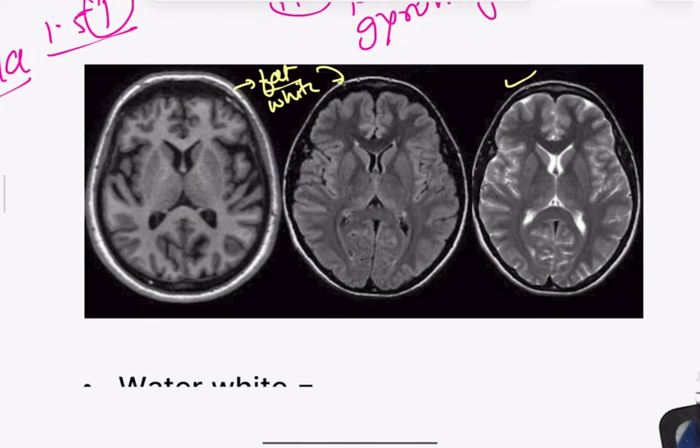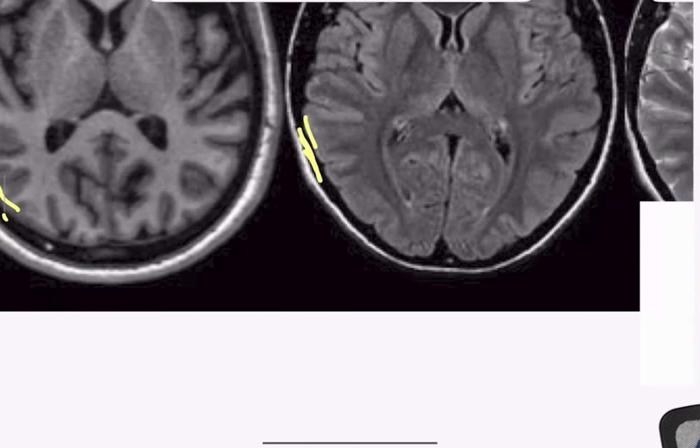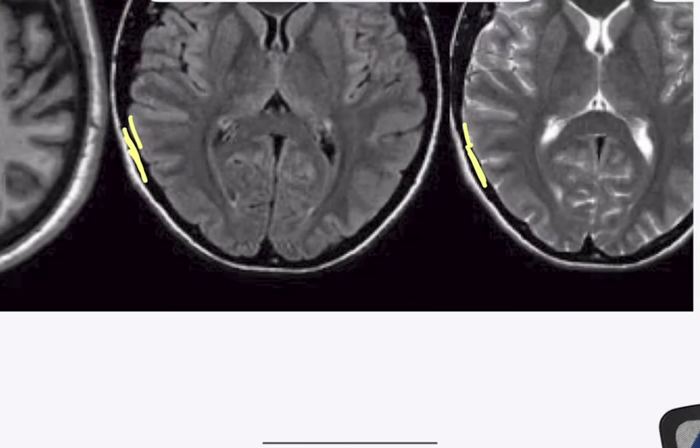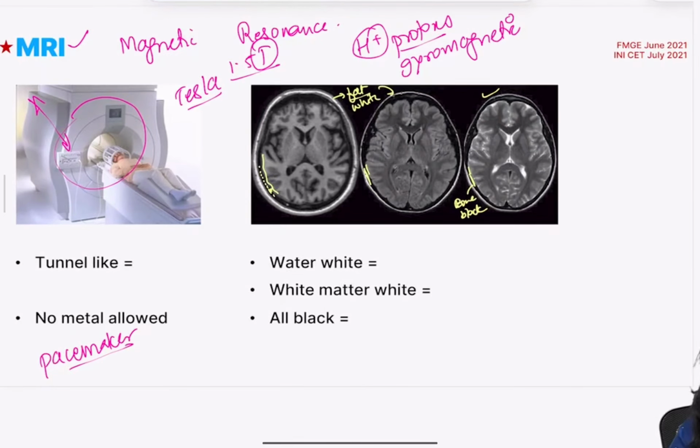So where do you look for bone in MRI brain? If this is the brain parenchyma surface, just outside the brain parenchyma, if you see this black line, that is the bone. So outside the brain parenchyma black line, the bone is black. This is going to be MRI. To differentiate CT from MRI, remember you have to focus on the bone cortex to differentiate the two.